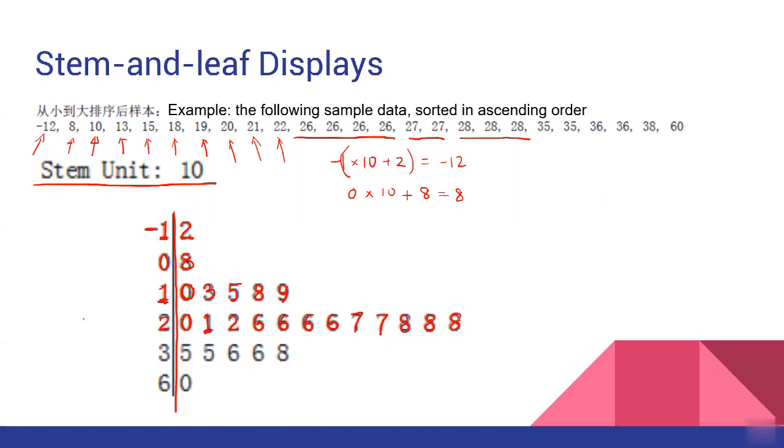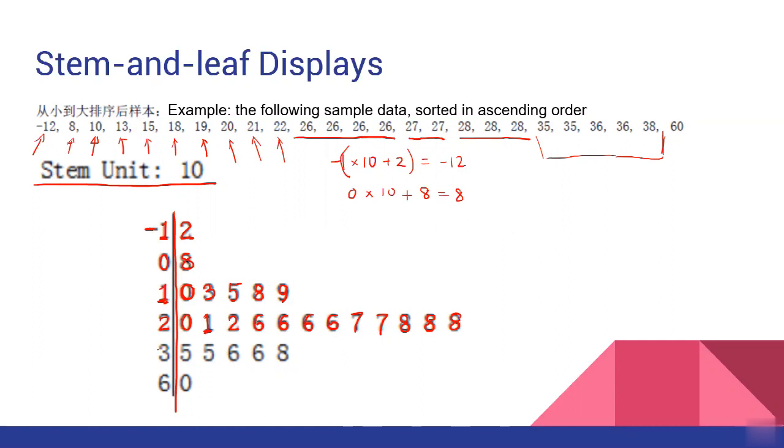Okay, in this way we complete the row that starts with 2. Okay, next we consider the data that starts with 3. First one is 35.